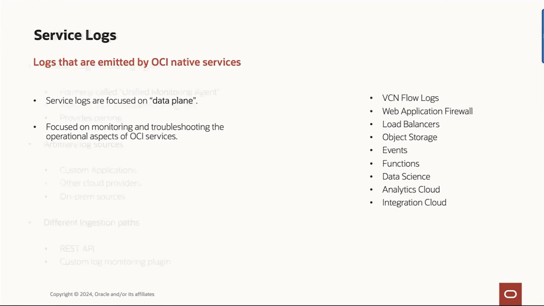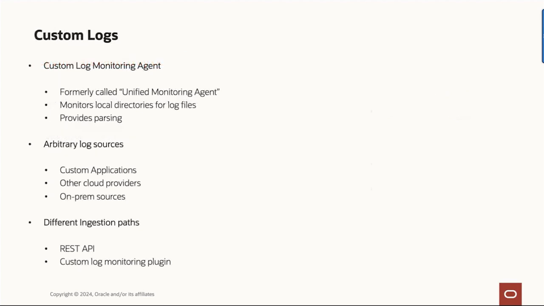Now let's talk about the other type, custom logs. The name itself says it, right? You may be running custom applications on OCI, and you want to bring in logs from those applications. It could be OS logs, web server logs, database logs, or your application server logs. If you want to bring those kinds of logs, whether they're running on OCI or outside OCI, we provide an agent called custom log monitoring, which you can leverage to bring those logs into the OCI Logging service so that you are keeping all logs in one place.